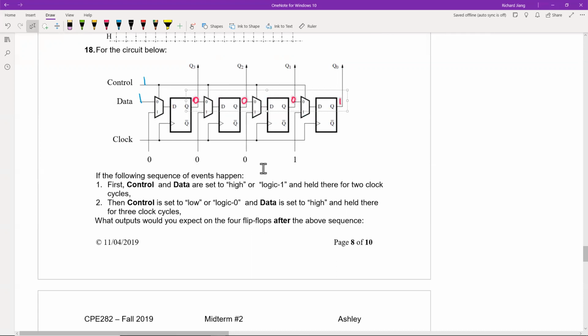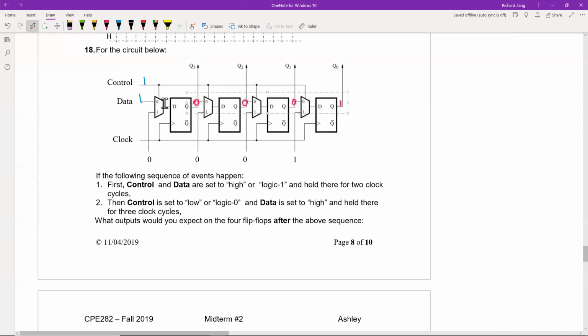First, control and data are set high, held there for 2 clock cycles is what it says. So really, it's not going to make a difference in the circuit. The idea is in the first clock cycle, the zeros get to make their way over like this, right? That's what it looks like. So everything was originally on the left side. After the clock goes high, they make it onto the right side. Do you agree? Yep. Okay.